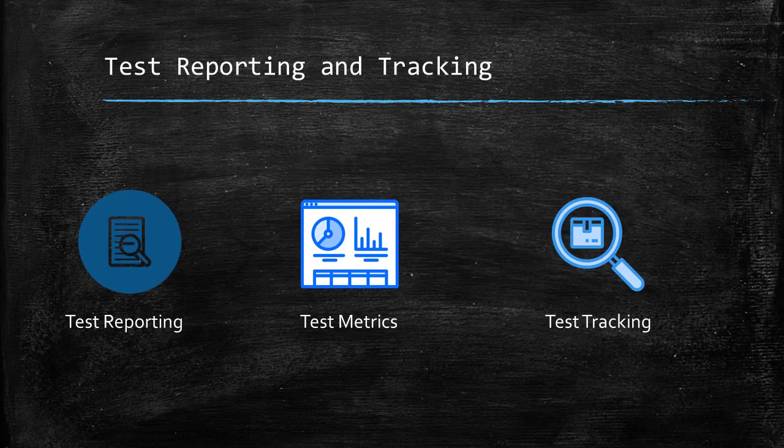Test reporting is the process of documenting and communicating the results of testing activities to stakeholders. It helps in providing visibility into the testing process, identifying defects, and tracking the progress of testing activities. There are two main types of test reports. Summary report provides an overview of the testing process and highlights key metrics such as test coverage, defect density, and pass/fail rates. It provides a high-level view of the testing activities, making it easy for stakeholders to understand the current state of the testing process.